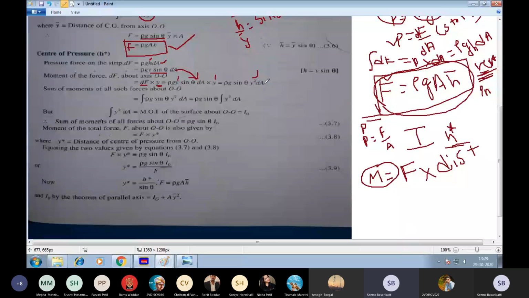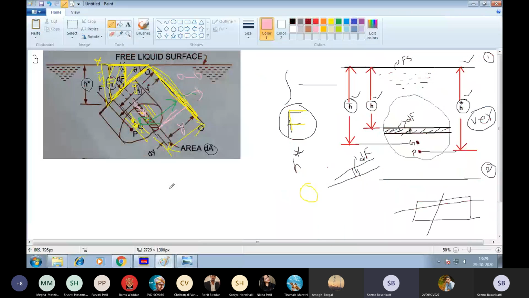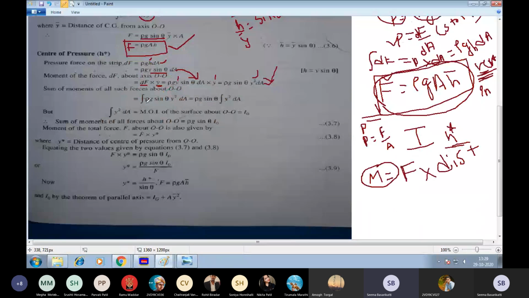So, the sum of all the moments of the force. Now I have identified the moment for only this strip. I need to identify the moment for the entire surface, so I need to integrate the above equation. Integrating rho g sine theta into y square dA, the constant terms are taken outside, and we integrate y square dA.